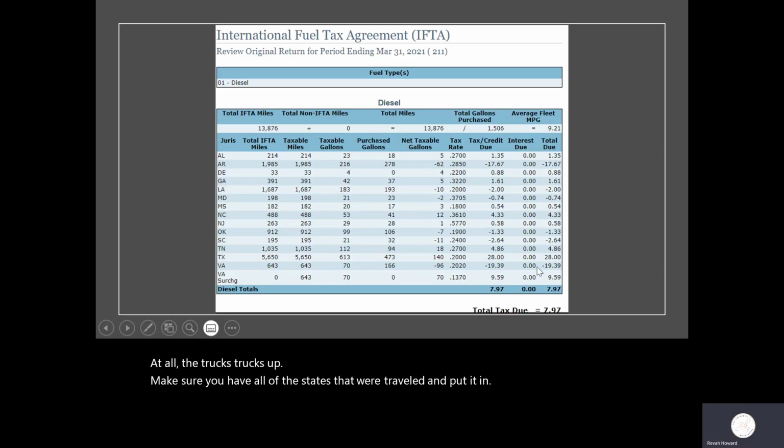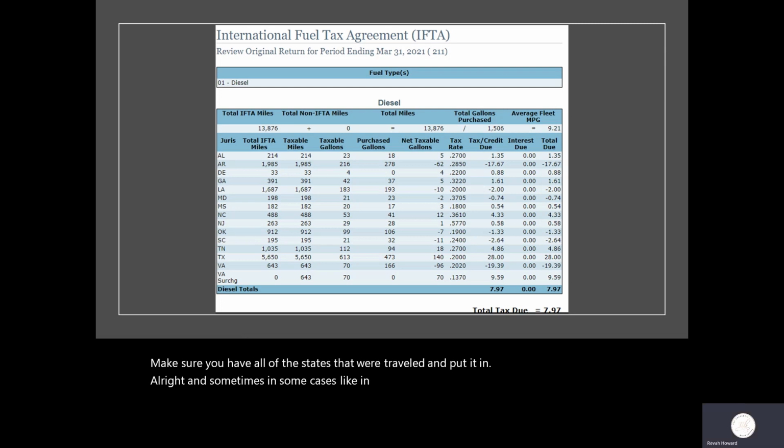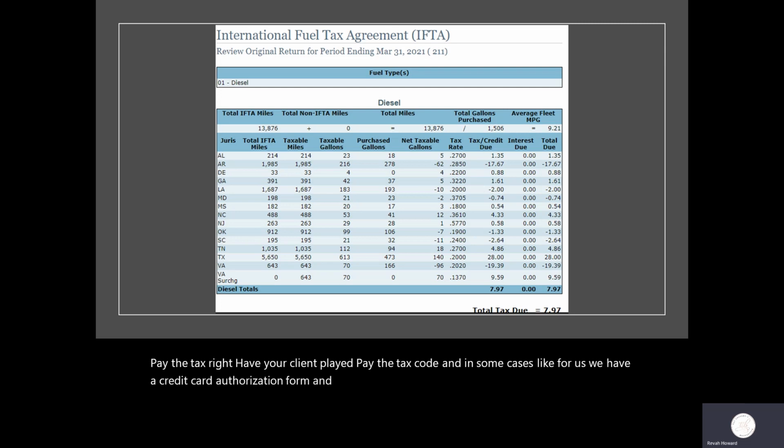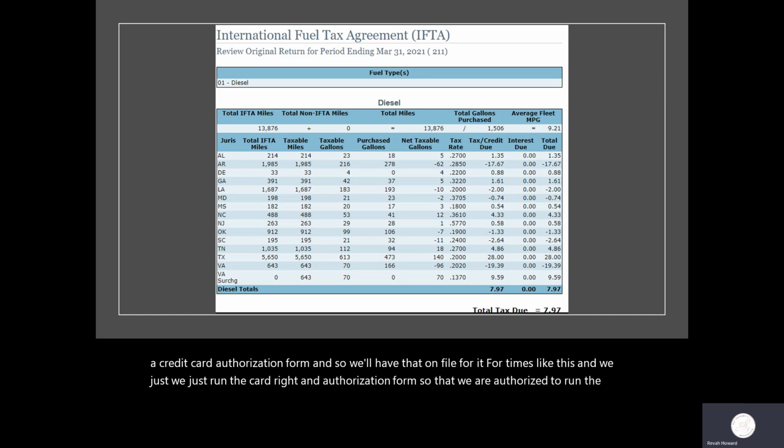All right. And sometimes in some cases, like in this case, in that situation where there is a tax due, what you would do is just pay the tax, right? Have your client pay the tax owed. And in some cases, like for us, we have a credit card authorization form, and so we'll have that on file for times like this, and we just run the card, right? An authorization form, so that we're authorized to run the credit card to make the payment.